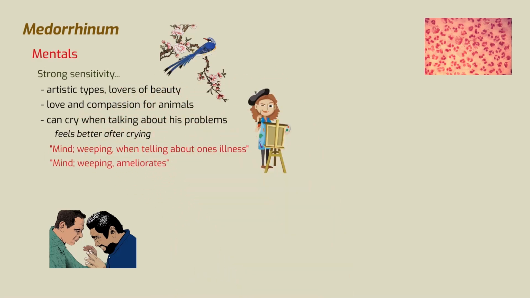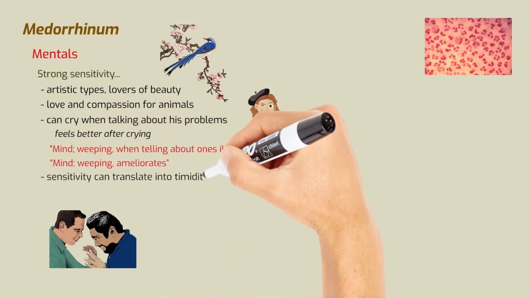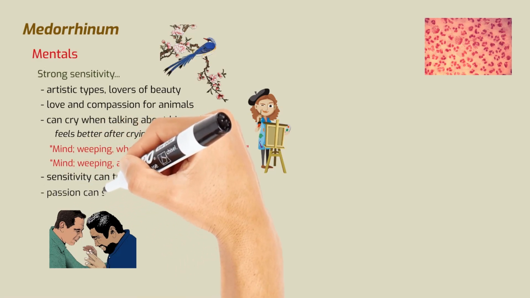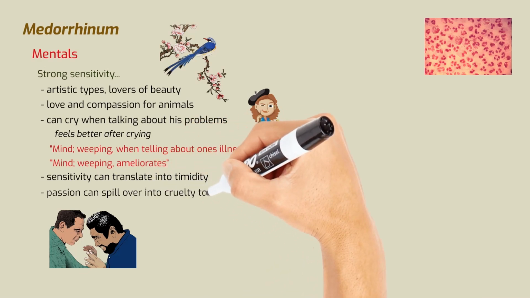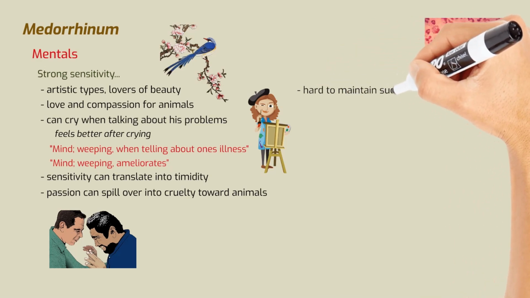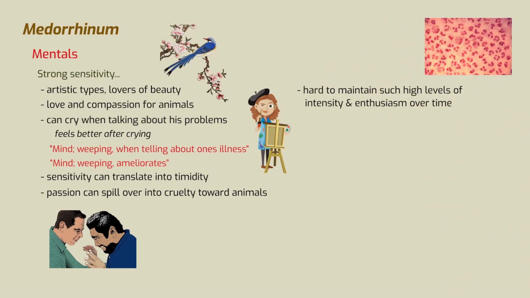And although most are extroverted, sometimes this Medorrhinum sensitivity can translate into timidity. And while some are animal lovers, the Medorrhinum passion can sometimes spill over into cruelty toward animals. Now, it also makes sense that it would be hard to maintain such high levels of intensity and enthusiasm over a sustained period of time.